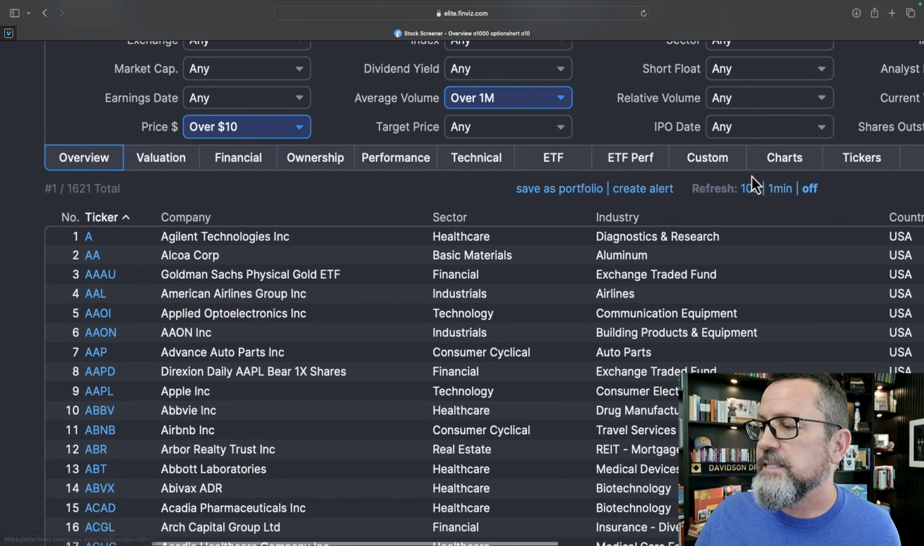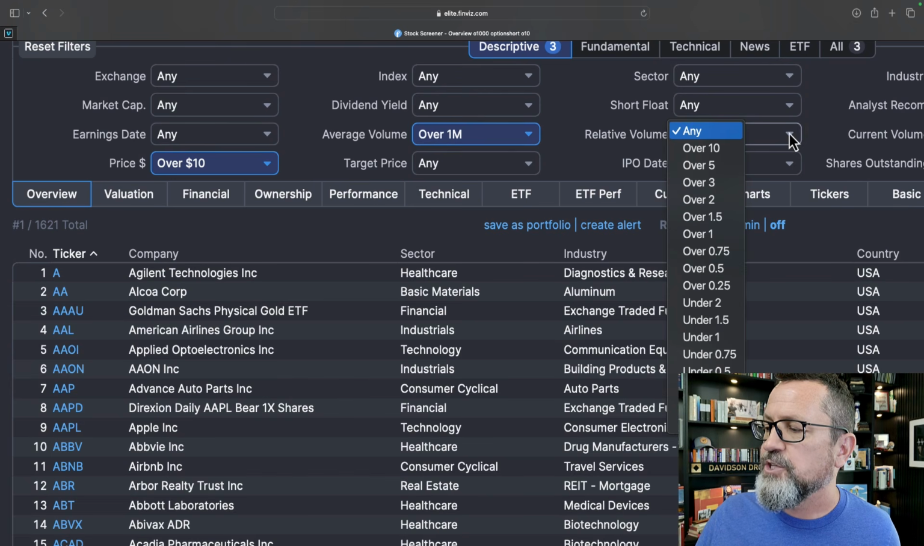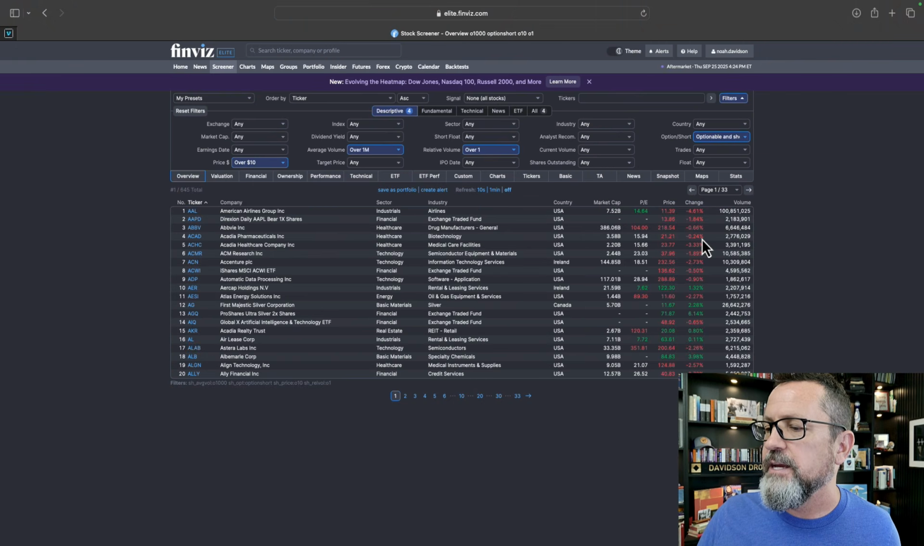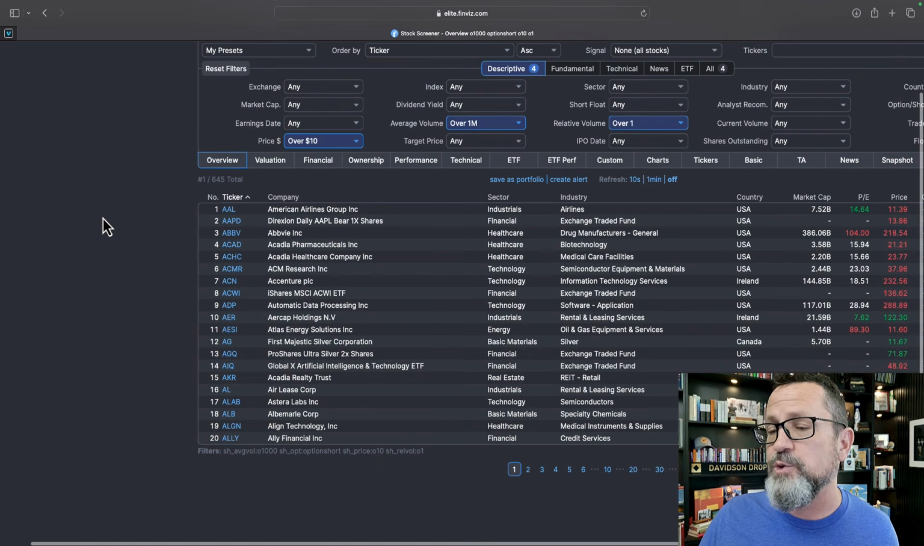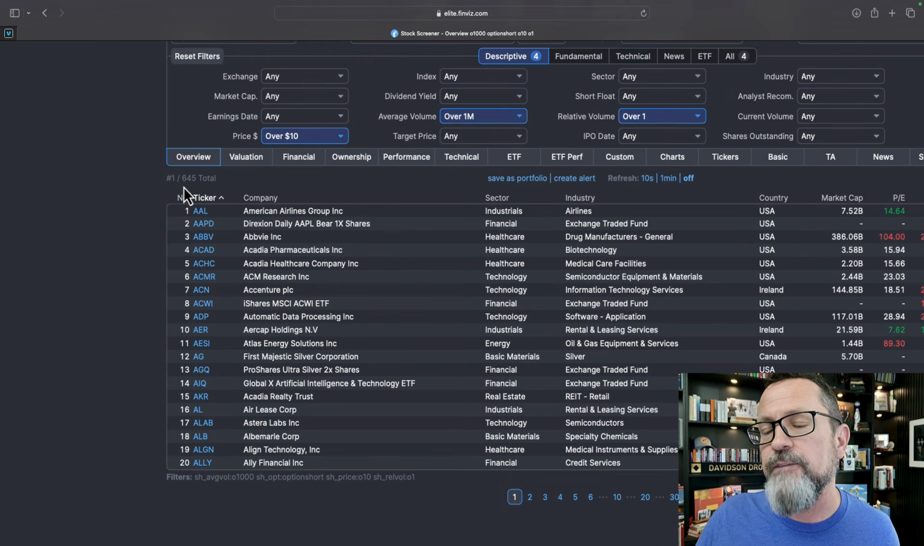That's awesome. Next thing I'm going to click on here is relative volume. I'm typically looking for stuff that is over 1, which just means more than average. And that would give me an idea of things that have had more activity right now compared to average, which means people are paying attention to it and buying and selling it. We're down to 645 right there.